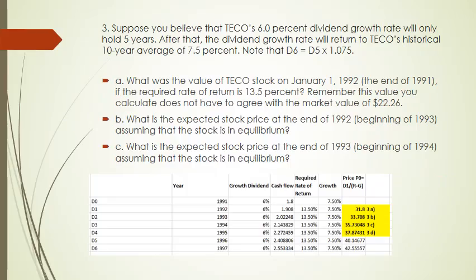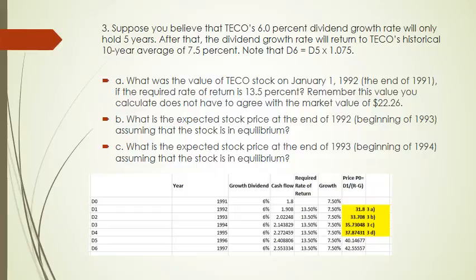For question 3, the scenario is, suppose you believe that TECO's 6% dividend growth rate will only hold 5 years. After that, the dividend growth rate will return to TECO's historical 10-year average of 7.5%. A asked to find the stock price as of January 1, 1992, with the required rate of return at 13.5%. For B, what is the expected stock price at the end of 1992? And for C, what is the expected stock price at the end of 1993?